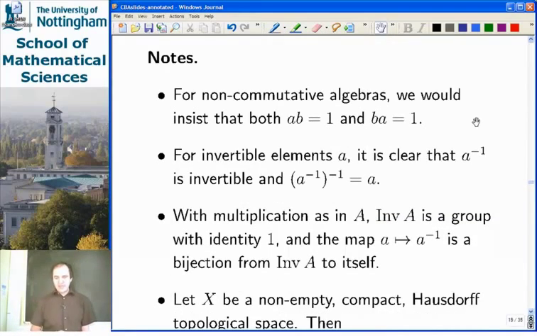So here are those comments again. In the non-commutative case, you'd have to ask for the multiplication on both sides. The inverse of the inverse is the inverse. Inv A is then a group, and you've got this bijection from inv A to itself. And because A is commutative, it's actually a group homomorphism. So it's actually a rather nice map from the group of invertible elements to itself.